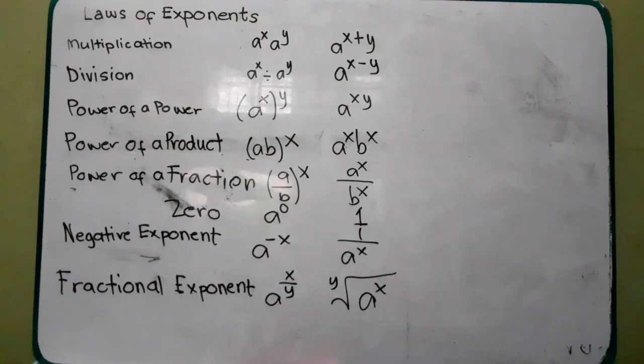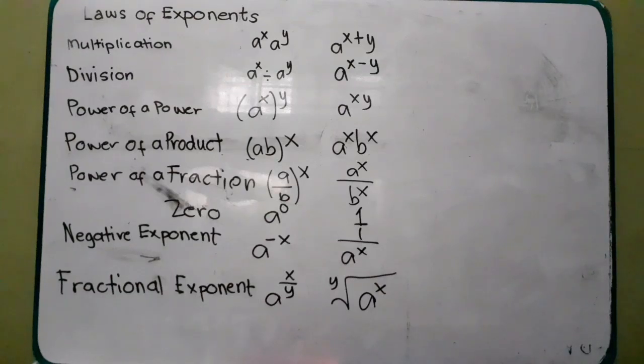Next is power of a fraction. So, a over b to the power of x. So, the same sa power of a product, ang imong exponent is ma-distribute sa imong numerator and denominator. So, mahimo siyang a to the x over b to the x.